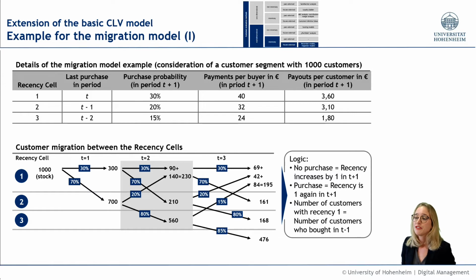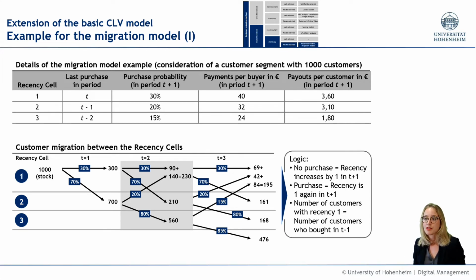And we know that 15% of those 560 customers in the last recency cell are now likely to repurchase. So 50% of those 560 customers are moving up to recency cell 1, and the others, so 85% of those 560 customers, are moving down basically to recency cell number 4. We don't have it here on the slide, but basically they're moving down to recency cell number 4, and there are now 476 customers.